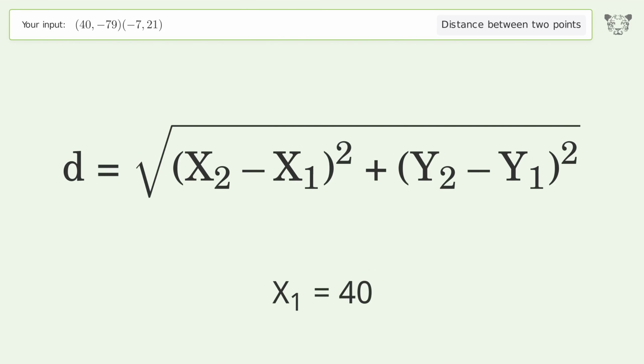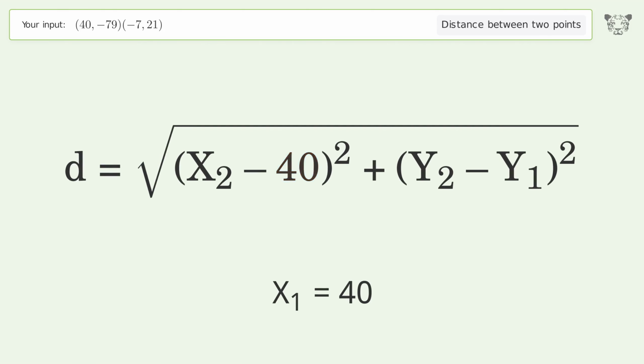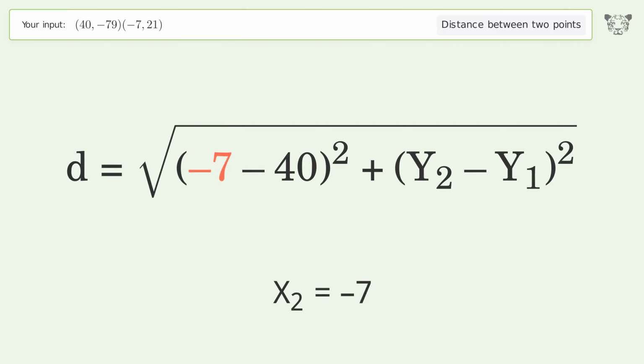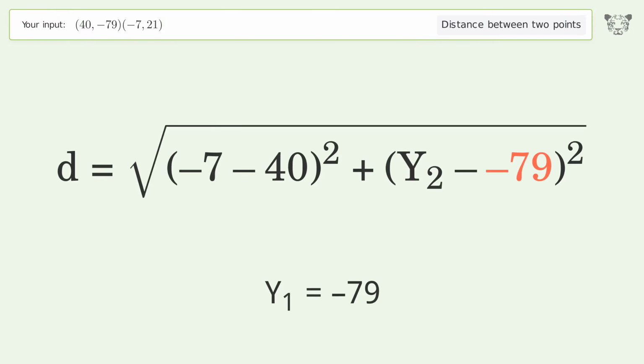x1 equals 40. x2 equals negative 7. y1 equals negative 79. y2 equals 21.